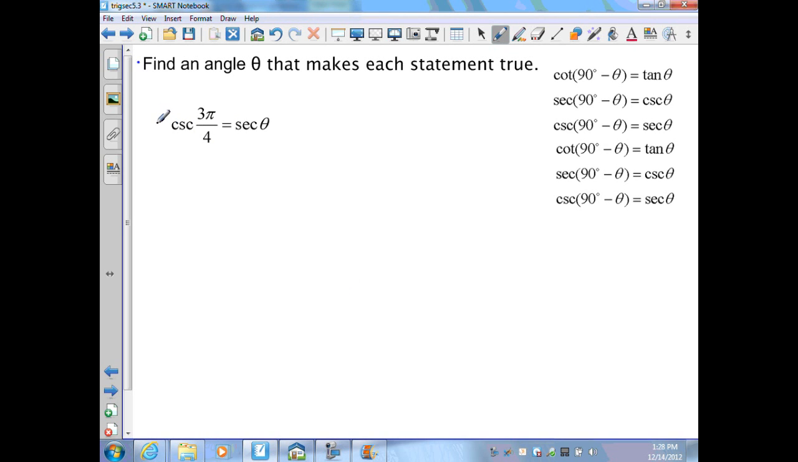Again, I want to find an angle theta that makes each statement true. Here I have cosecant of 3 pi over 4 equals secant theta. I know that secant theta is equal to cosecant of 90 minus theta. Therefore, I can rewrite this as cosecant of 3 pi over 4 equals cosecant of 90 minus theta.